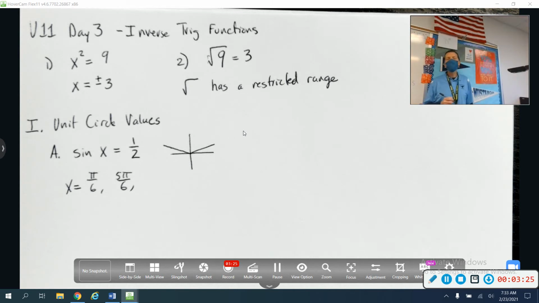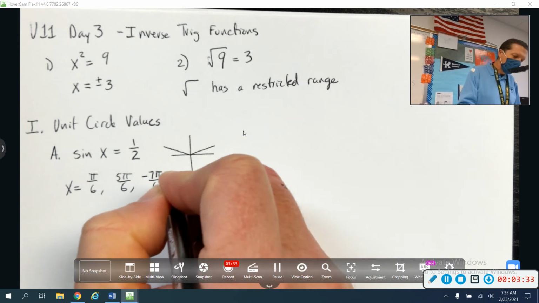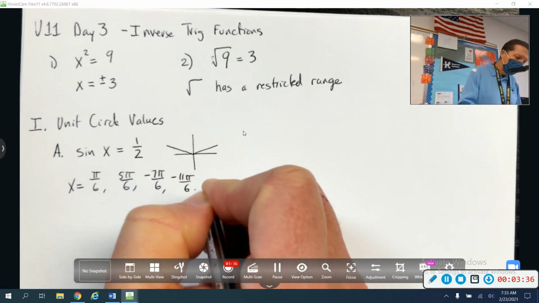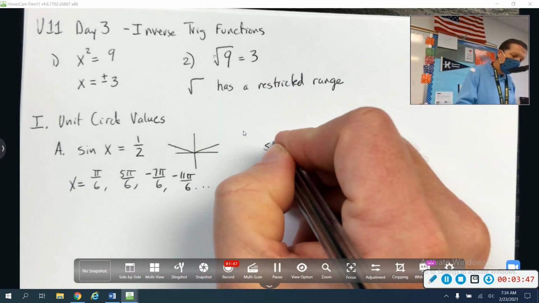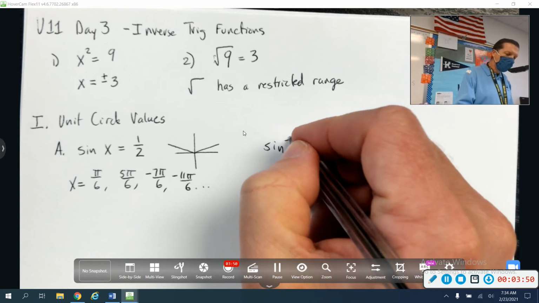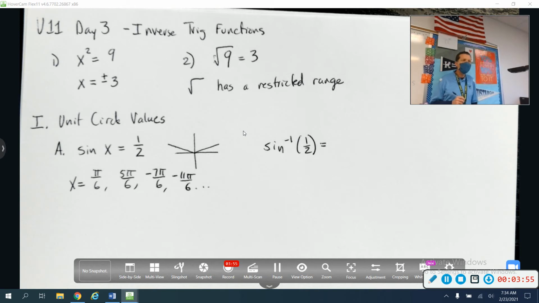But there's also others. I mean, those are the only two places, but there are other ways to get there. Right? Like, I could go backwards, negative 7 pi over 6. Or negative 11 pi over 6. Because there's an infinite number of places whose sine is 1/2. But if we do inverse sine of 1/2, that's kind of the same question. That means find an angle whose sine is 1/2. Go backwards, think backwards. But I only want one answer.